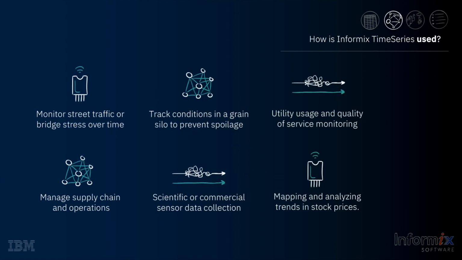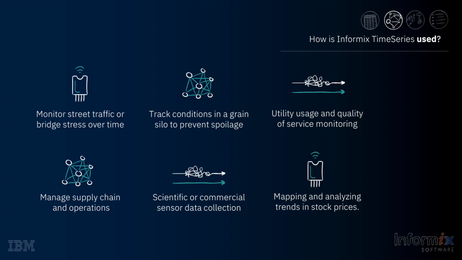Informix TimeSeries is not new or untested technology. It was developed and released in the mid-1990s for several financial firms to track stock market transactions in real time. Since then, its use has expanded to virtually every industry in the world. It's used to monitor traffic patterns and bridge utilization and stress measurements by government planners. There are agricultural customers using it to monitor food and field conditions to prevent or eliminate spoilage and other waste.